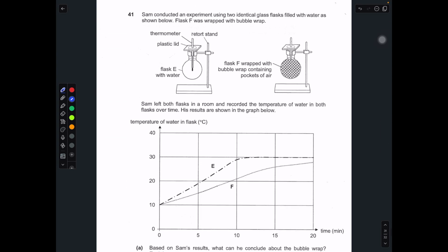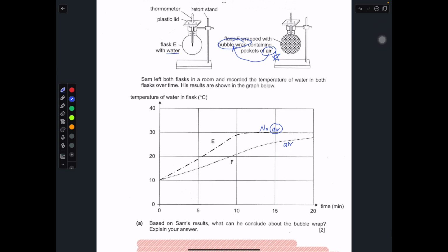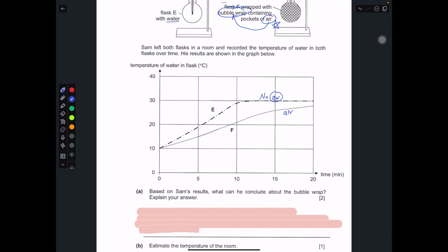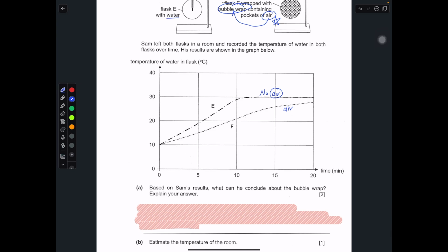Okay, so Sam conducts an experiment using two identical flasks filled with water as shown below. Setup E has water, setup F also has water, but it's covered with bubble wrap, and this bubble wrap inside has air. The air is a key player. Over here I'll annotate this one with air, and this one has no air or no bubble wrap. Sam left both flasks in the room and recorded the temperature of the water in both flasks over a period of time. What can he conclude about the bubble wrap?